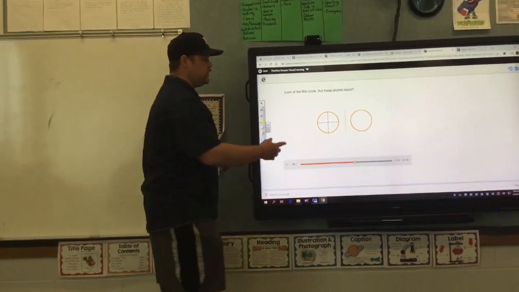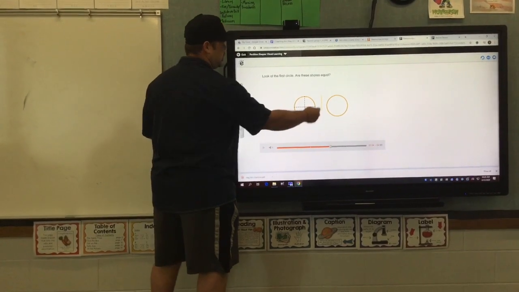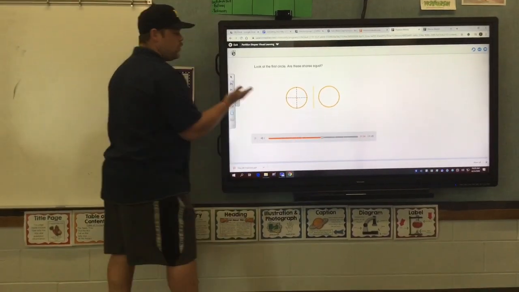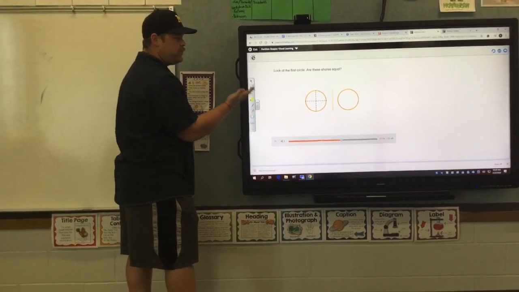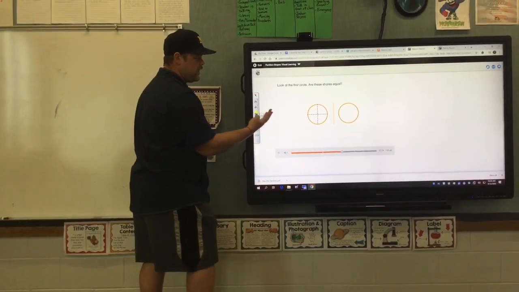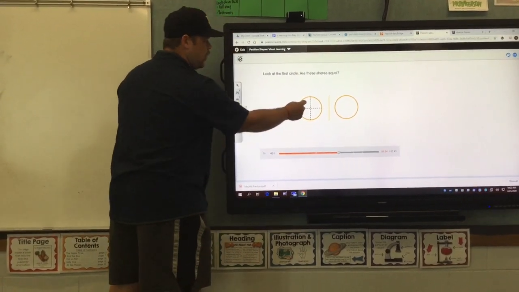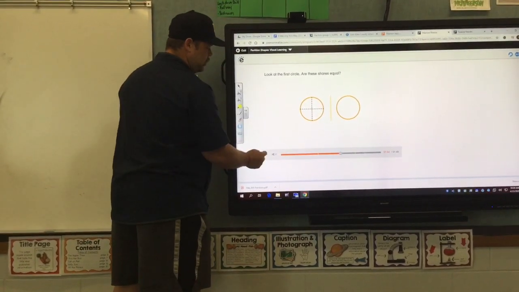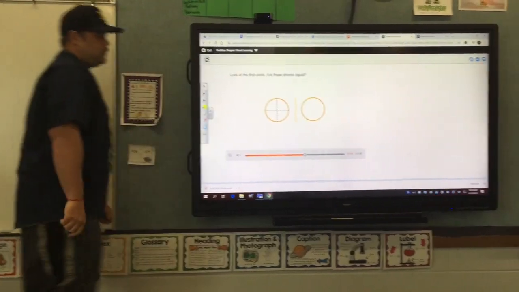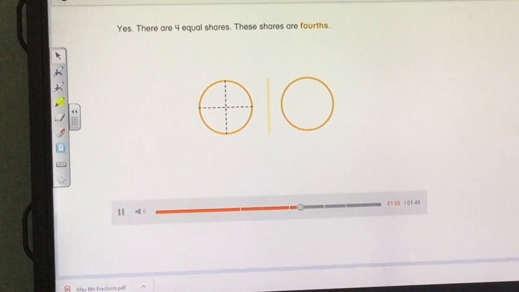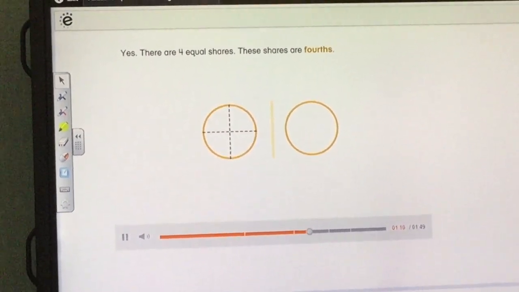All right, so usually when I see a circle divided into sections like this, I always think pizza. So if this was a pizza and you had all four pieces like this, would everybody get an equal piece if there were four people? The answer is yes, because all of these slices of pizza, all of these fourths are equal. They're the same size. Yes, there are four equal shares. These shares are fourths.